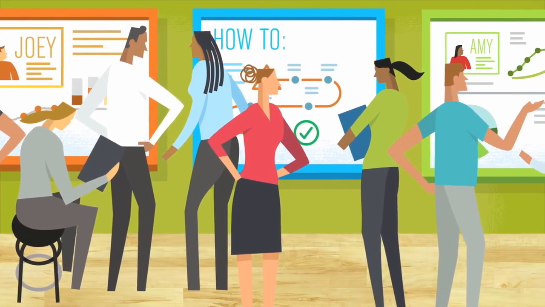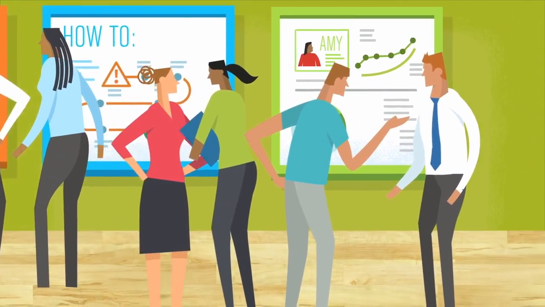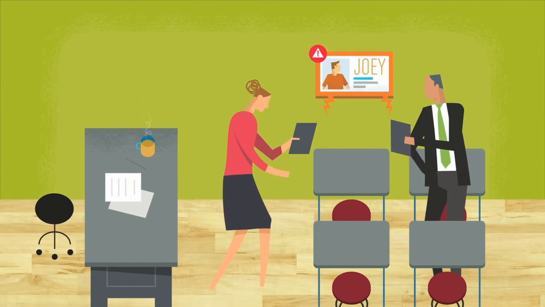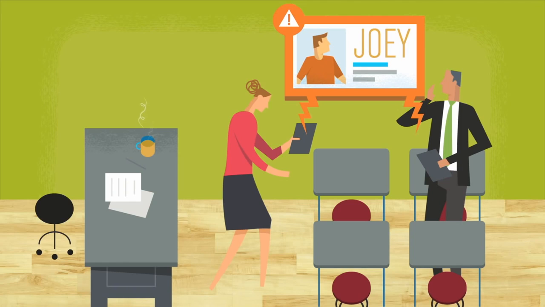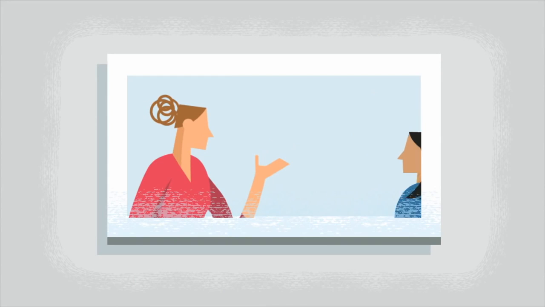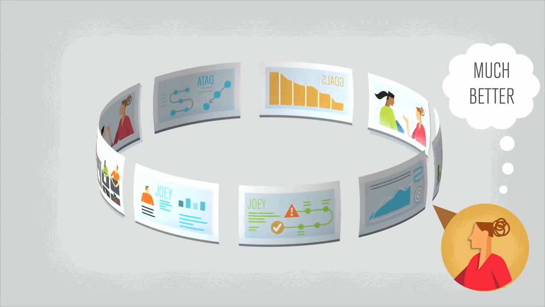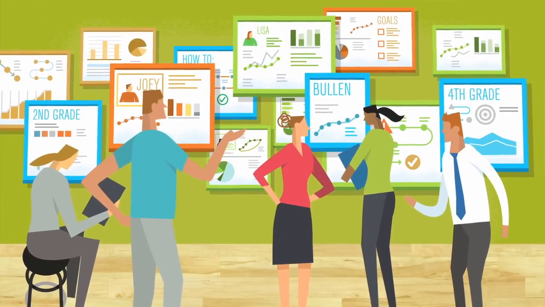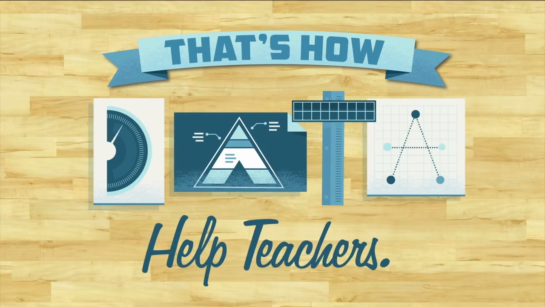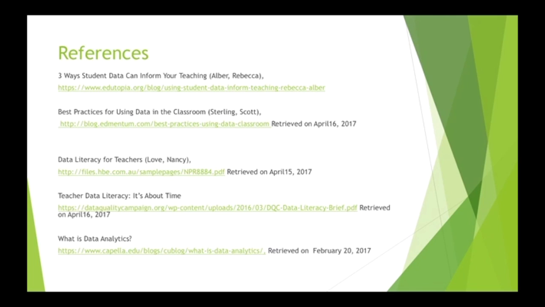Ms. Bullen and other teachers meet regularly for training and to use data to solve problems and identify promising practices. They also have access to powerful tools that let them know when kids may be getting off track. Midway through the year, Ms. Bullen sees that Joey is at risk of failing. Ms. Bullen works with Joey, his parents, and his other teachers to get him on track. By the end of the year, Joey's data shows that he's on track for success, though he'll continue to need support. When teachers are empowered with data, everyone does better. Learn more at dataqualitycampaign.org.